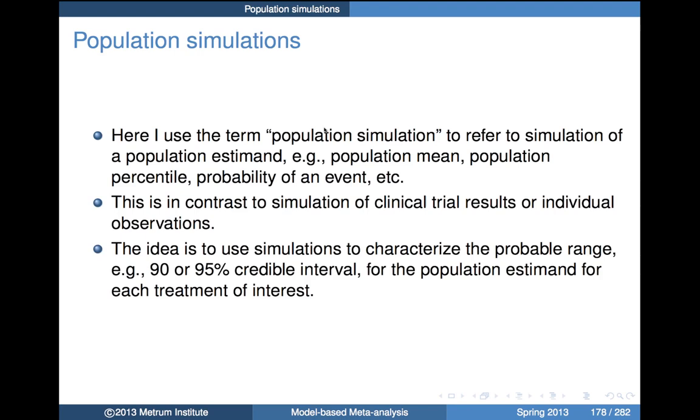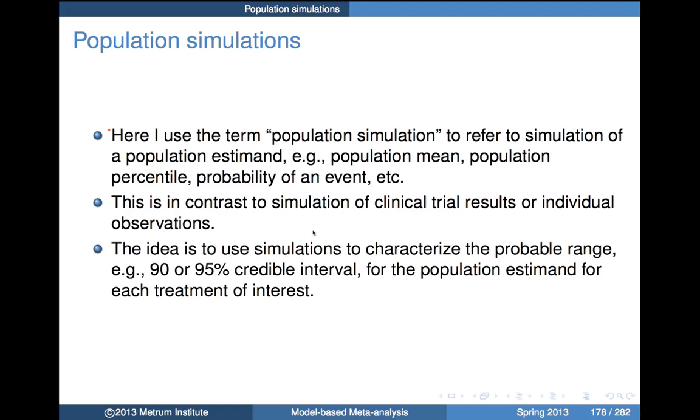So formally, the way I've tried to define it is what you see here, where I'm going to use the term population simulation to refer to simulation of a population estimand. And that population estimand would be a quantity like a population mean, a population percentile, or the probability of an event. I'm trying to estimate that in this hypothetically infinite size population of people. And again, that's in contrast to simulating a clinical trial or to simulating individual observations.